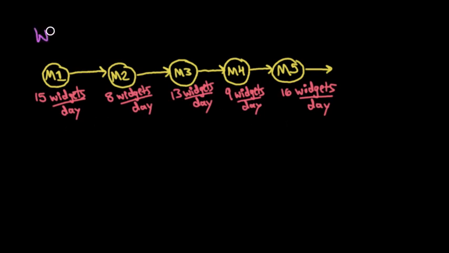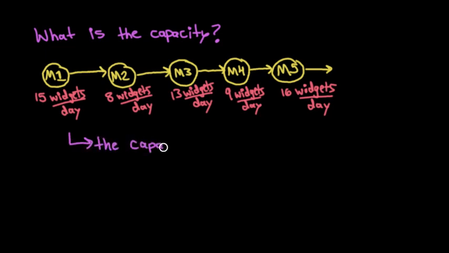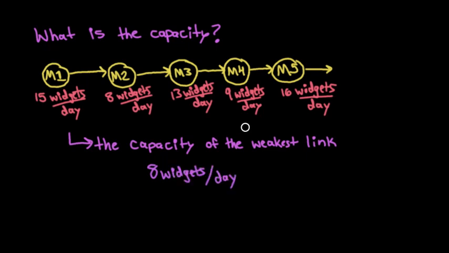And the big question you might ask is, what is the capacity of this line? How many widgets per day is this line capable of producing? And the answer is that the capacity of the line is equal to the capacity of the weakest link on the line. So who's going slowest here? It looks like machine 2. Machine 2 runs at 8 widgets per day, which means the capacity of the line is going to be 8 widgets per day. It doesn't matter that machine 5 can go at 16 widgets per day, because machine 5 isn't going to be fed 16 widgets per day, because back here machine 2 is only producing 8.